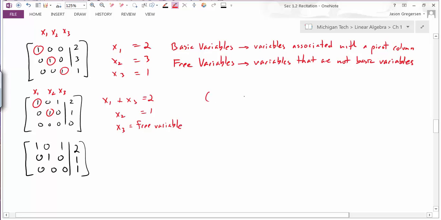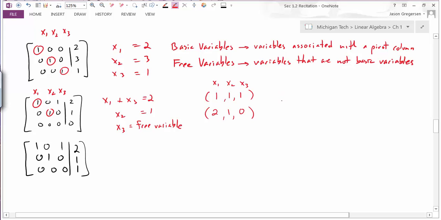Well, if I'm thinking about maybe a set of points that have an x1, x2, and x3 value, and I'm just writing them as a list of numbers here. My solution tells me that x2 has to be 1. But what about x1 and x3? Well, if I chose x3 to be 1, then x1 would have to be 1 to make that first equation true. If I think of another possible solution, once again, x2 has to be 1. But this time, if I choose x3 to be 0, I can still have a solution, but x1 would have to be 2.